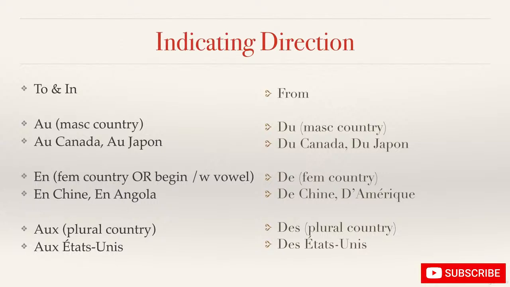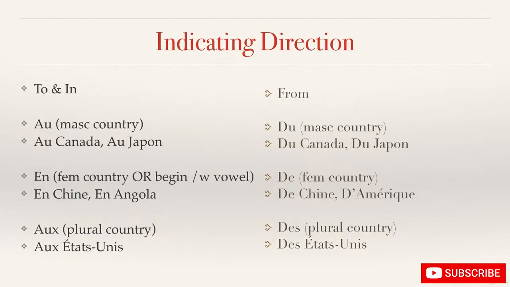And then we have Angola, which is a masculine country because it doesn't end in an E, we know that, but because it begins with a vowel, we use en. So en Angola, in Angola. Finally, with plural countries, we use aux, which is pronounced as O, but when it comes before a vowel, you make the Z sound. So here we have aux États-Unis, but remembering back to the word for the Netherlands, we would say aux Pays-Bas. Okay, so that would mean to the United States or in the United States or to the Netherlands or in the Netherlands.